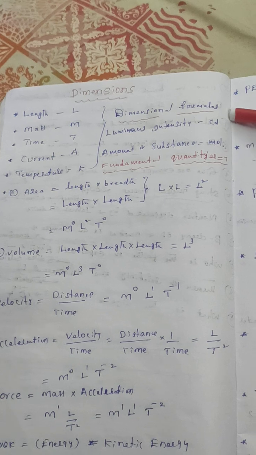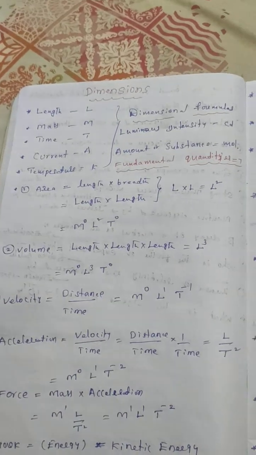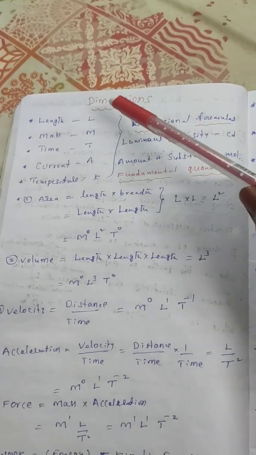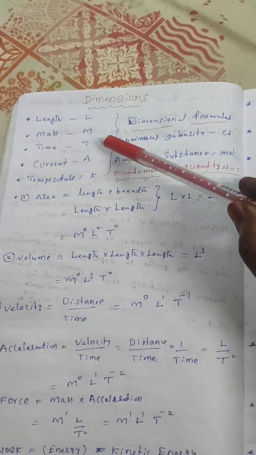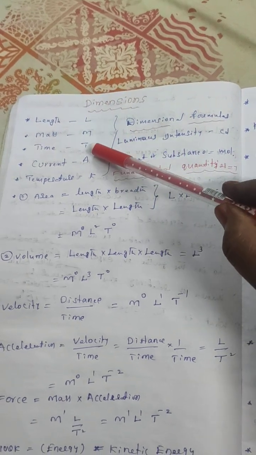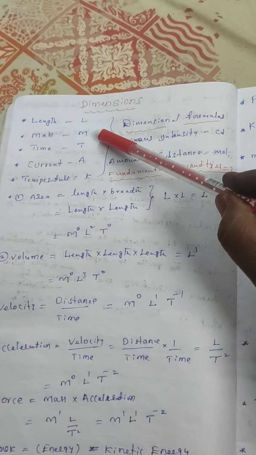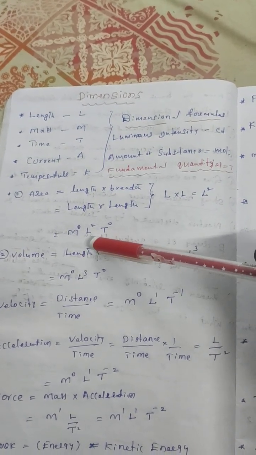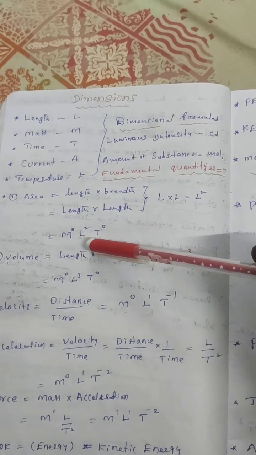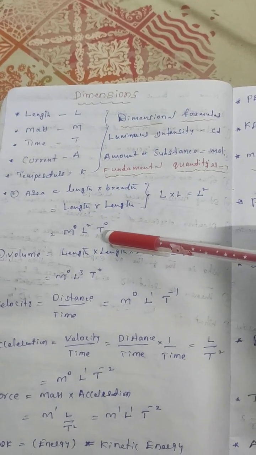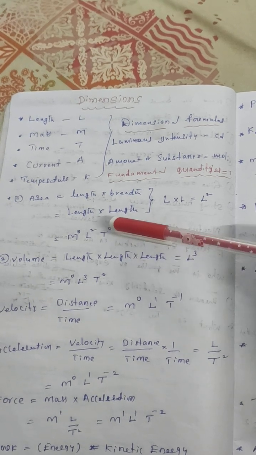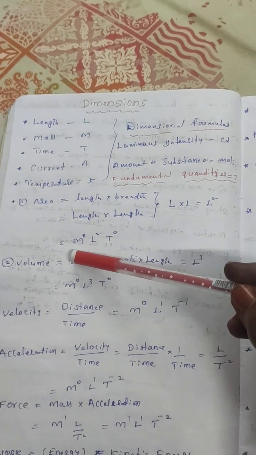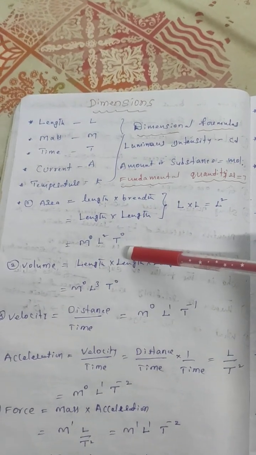This is a new topic in intermediate. We won't have it in lower classes. Using these fundamental quantities, mainly length, mass, time, these three we will use in all formulas. First of all, we will write M, next L, T. M means mass, L means length, T means time. Each physical quantity, whether derived quantity or fundamental quantity, we will write in this order: M, L, T.